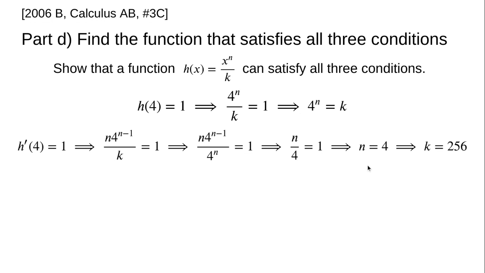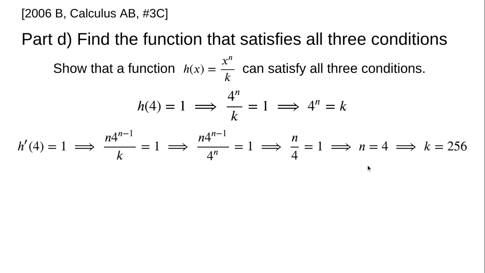If h prime of 4 is to equal 1, then we take the derivative of h, that would be n times 4 to the n minus 1 over k. That must also equal 1. However, since the first condition requires that k is equal to 4 to the n, we can substitute 4 to the n for k and simplify. N times 4 to the n minus 1 over 4 to the n simplifies to just n over 4. So n over 4 would have to equal 1, implying that n is equal to 4.